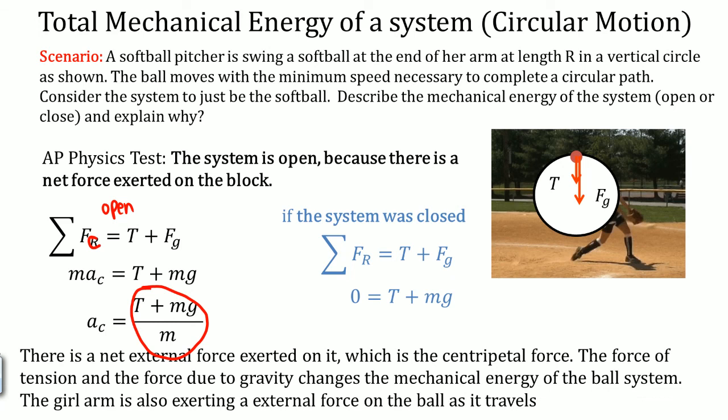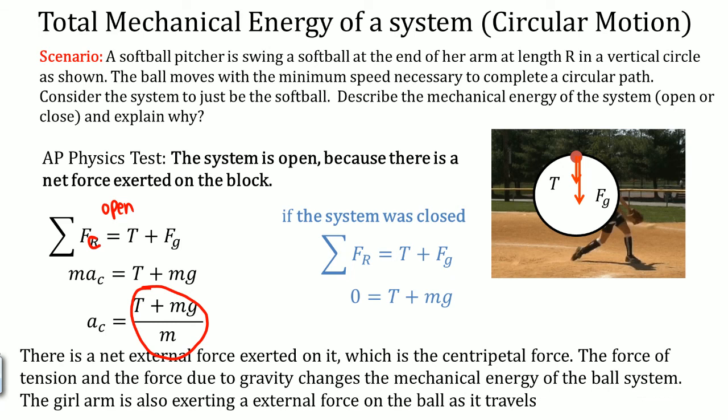The force of the tension and the force due to gravity changes the mechanical energy of the ball system. Also, the girl's arm is also exerting an external force on the ball as it travels. This shows that circular motion breaks the conservation of mechanical energy of the system. It breaks in the sense that the system is open because there's always a net force exerting on the block, or in this case, the ball.